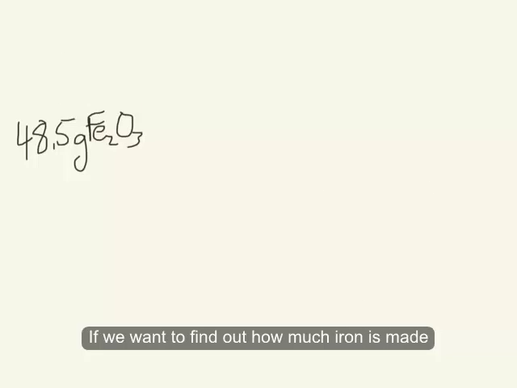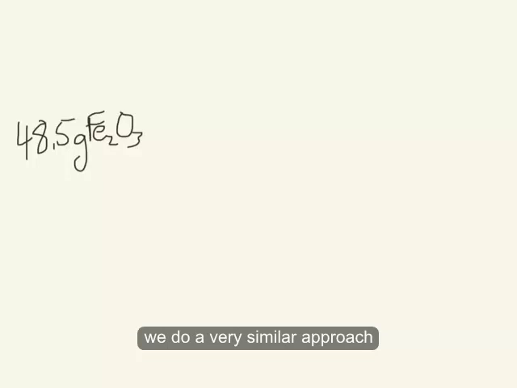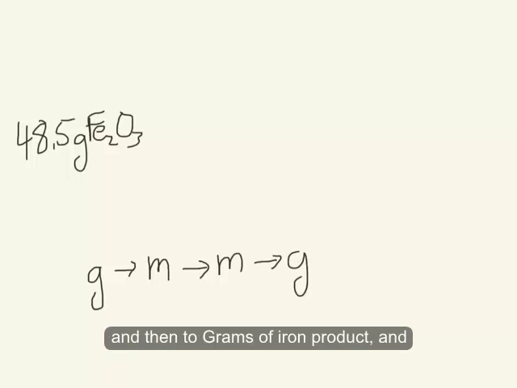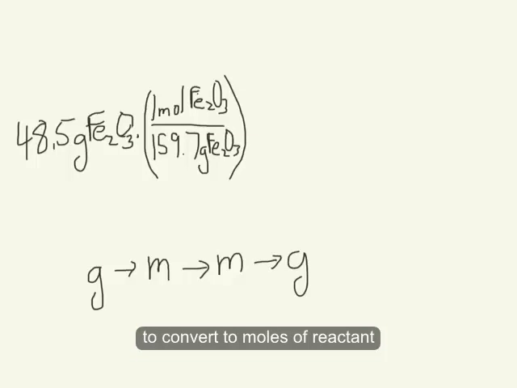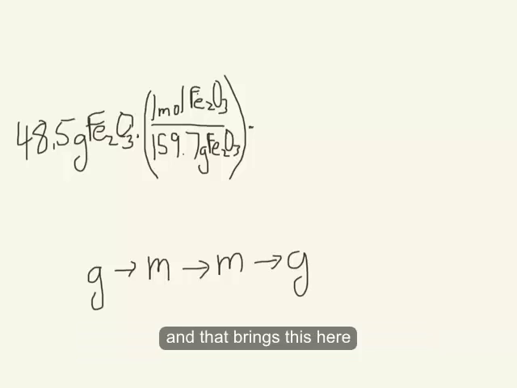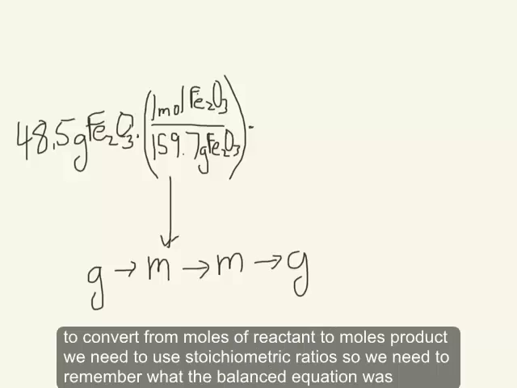If we want to find out how much iron gets made, we do a very similar approach where we go from grams of reactant to moles of reactant to moles of iron product, and then to grams of iron product. So the first step is the same, to convert to moles, using the molar mass as a conversion factor. And that brings us here. And now, to convert from moles of reactant to moles of product, we need to use stoichiometric ratios. So we need to remember what the balanced equation was.